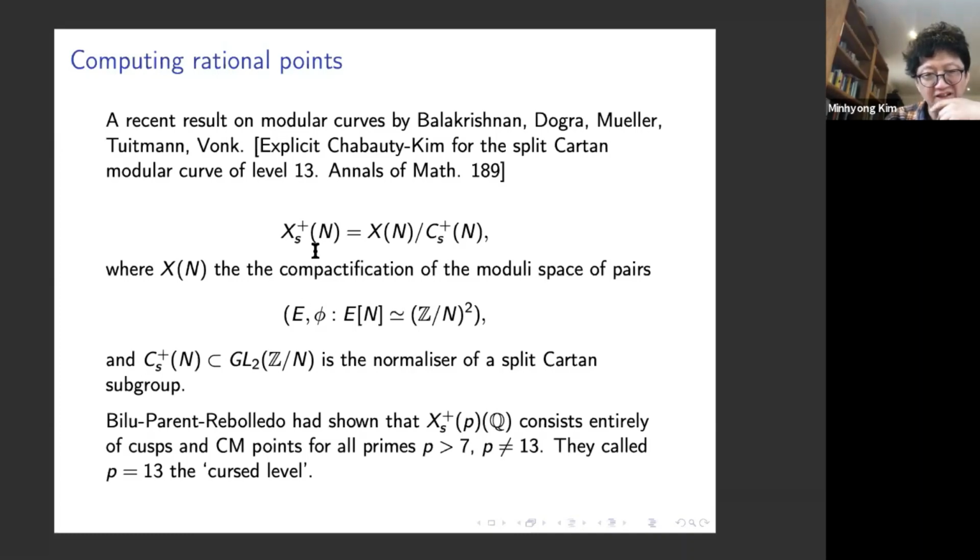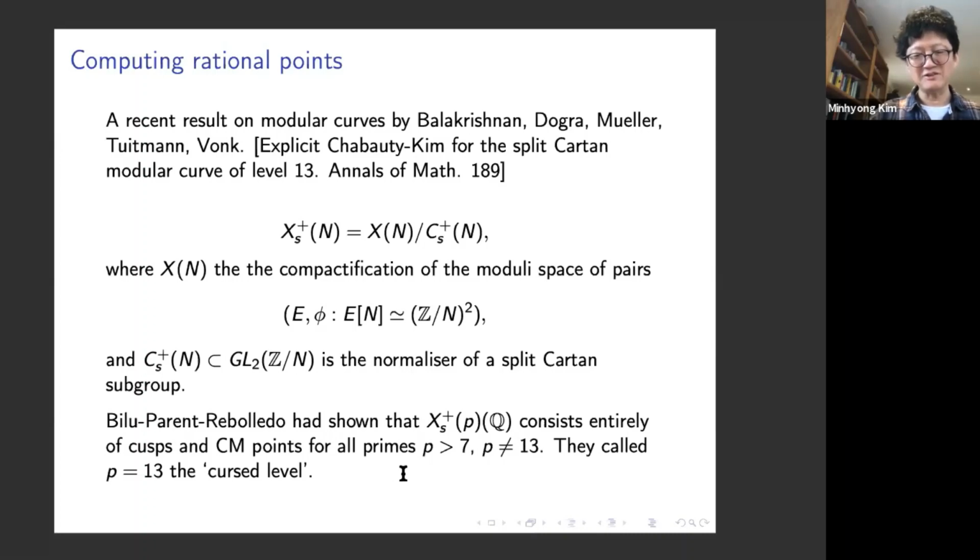So when you take n to be a prime, this is a split Cartan modular curve of prime level. Yuri Bilu, Pierre Parent, and Rebolledo had shown that the rational points on this curve consist entirely of cusps and CM points for all primes larger than 7, as long as p is not equal to 17. So they posed this problem.